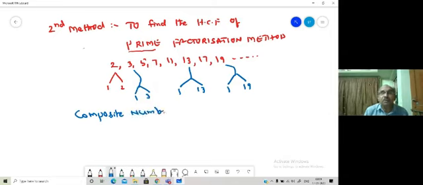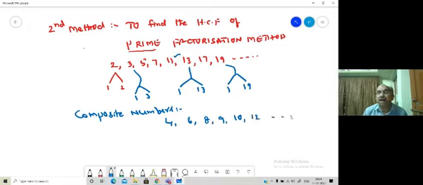Other than prime numbers are composite numbers. For example, 4, 6, 8, 9, 10, 12, and so on. Why can we call these composite? The factors of 4 are 1 into 2 into 2; it has other factors also. Let us take 10: 2 into 5. Let us take 6: 2 into 3.